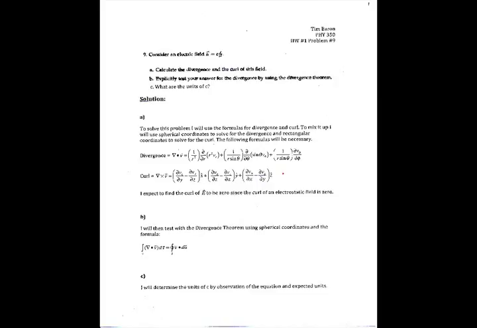To solve this problem, we're going to use the formulas for divergence and curl, and I decided to mix it up a little bit and use spherical coordinates to solve for the divergence and rectangular coordinates to solve for the curl. The formulas are listed right here, and I'm expecting to find the curl of the electric field to be 0 since it is an electrostatic field.